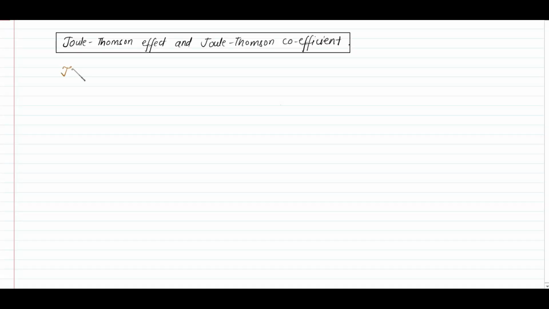Welcome. Today we will see what is Joule Thomson effect and Joule Thomson coefficient. First we will see what is Joule Thomson effect. Joule Thomson effect is the temperature change of any fluid. Here we are taking the fluid as real gas. The temperature change of real gas occurs because the gas is passed through a restricted medium.